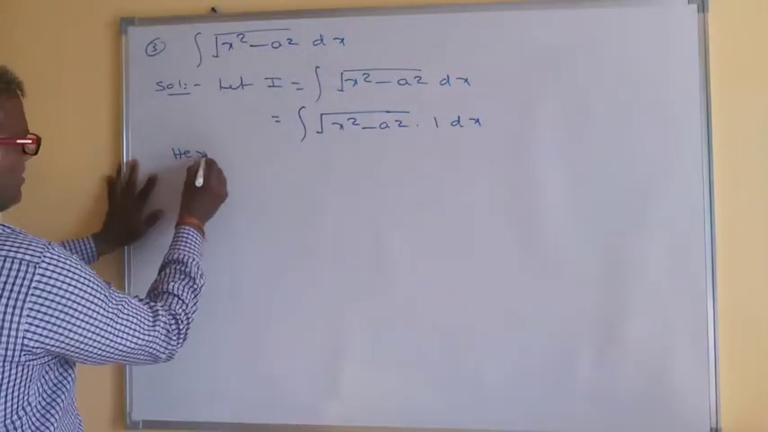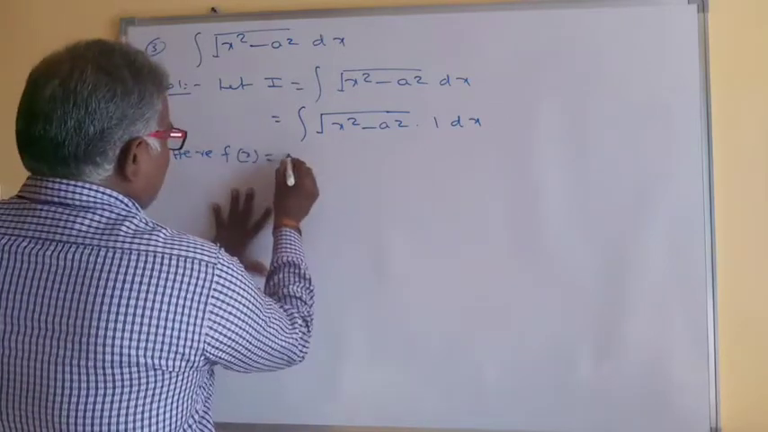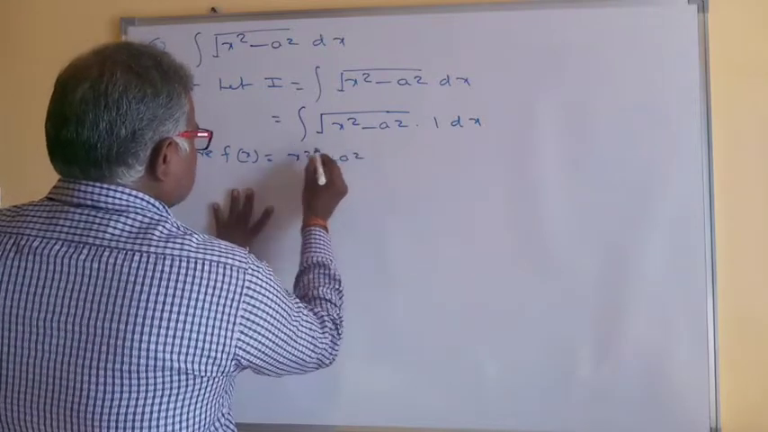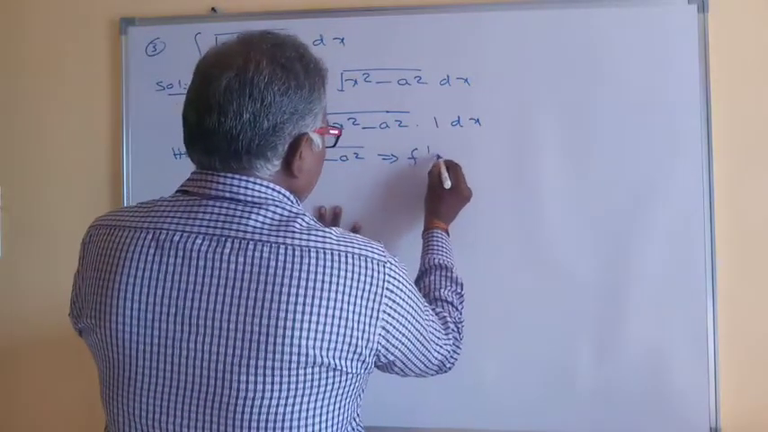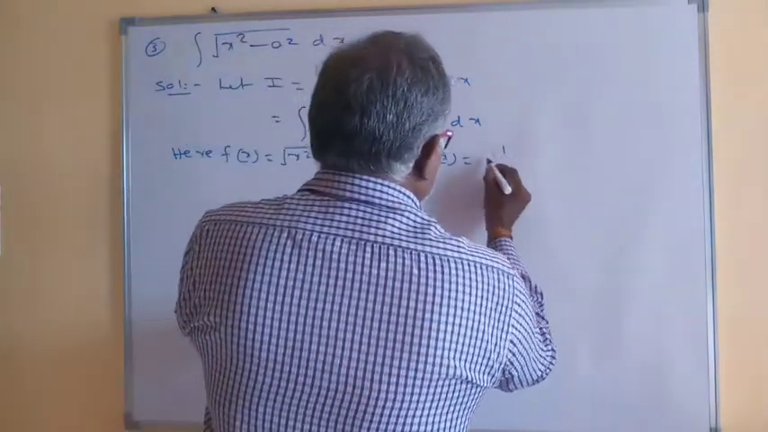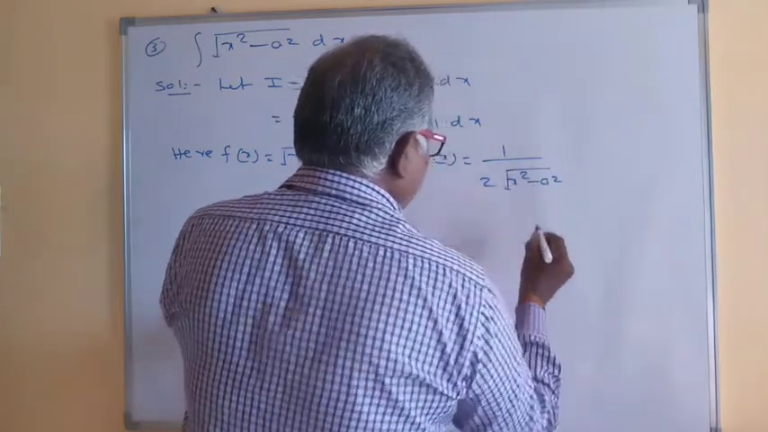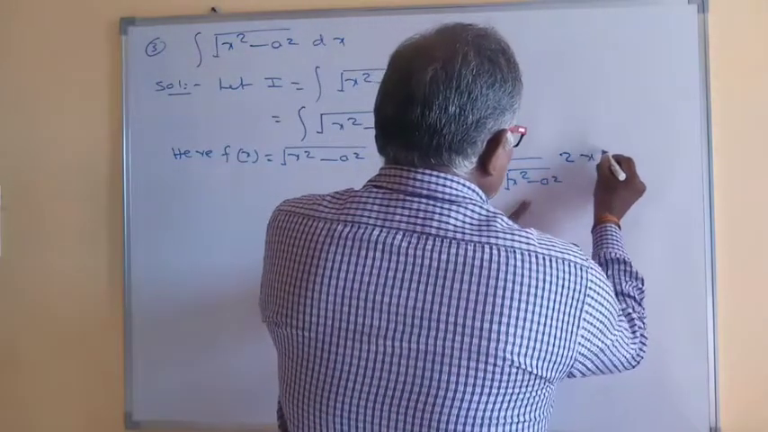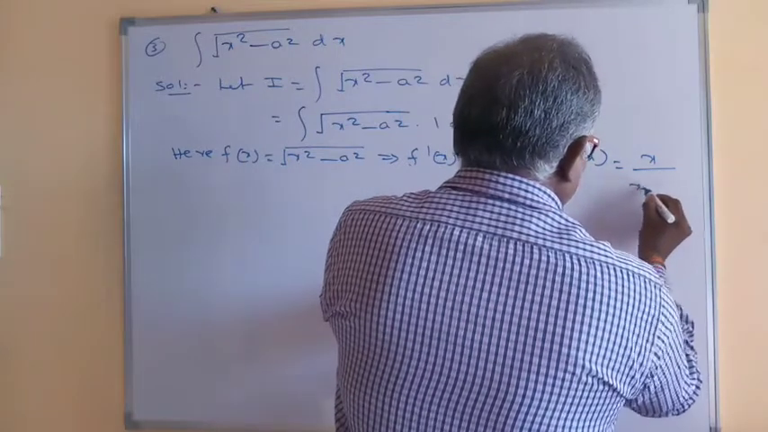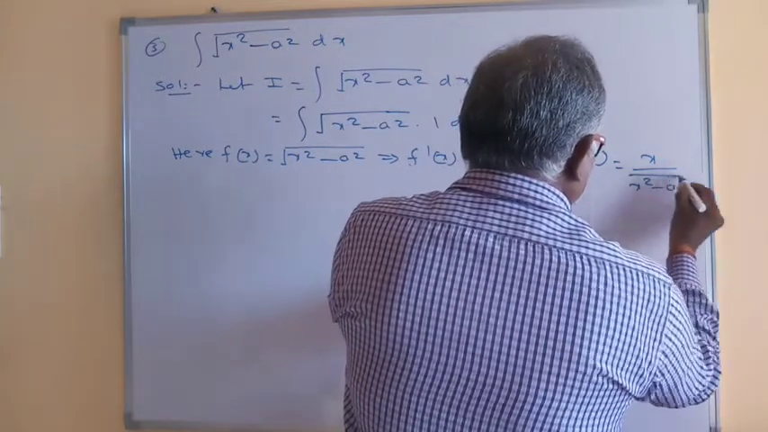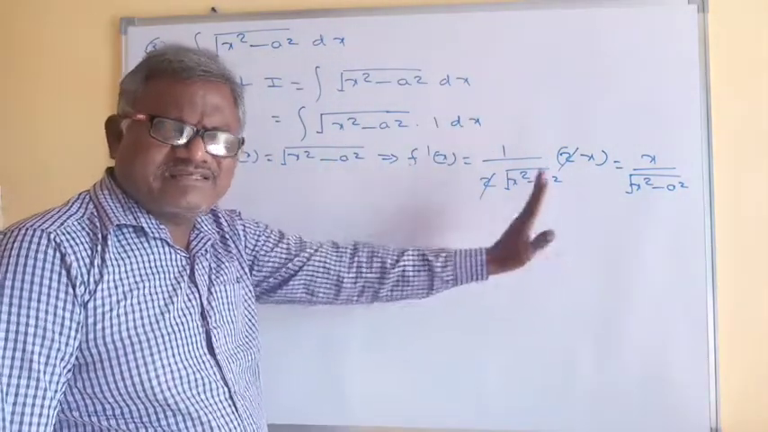Here f of x is equal to root of x square minus a square. So derivative of this one, f dash x: root x derivative is 1 by 2 root x, again x square derivative 2x. So finally we get x by root of x square minus a square.